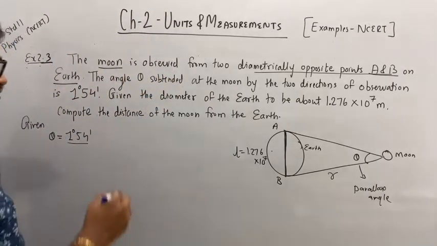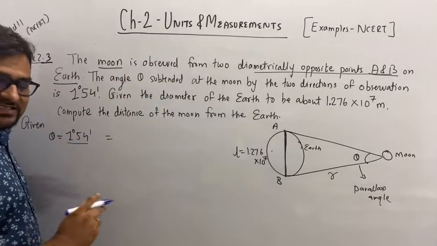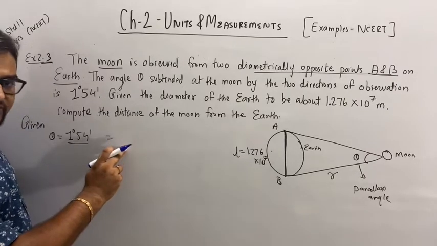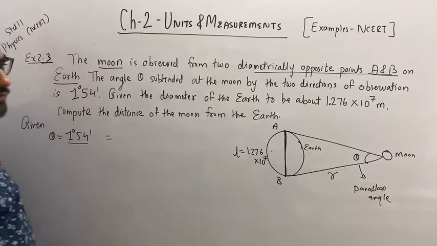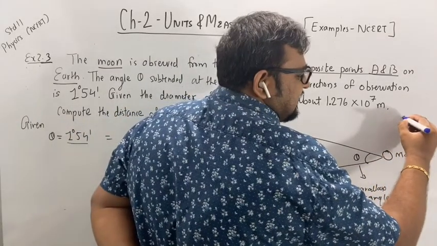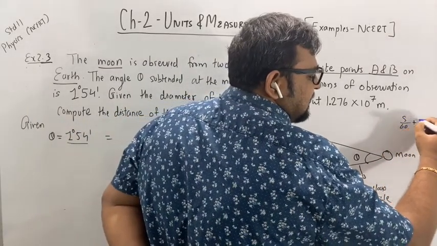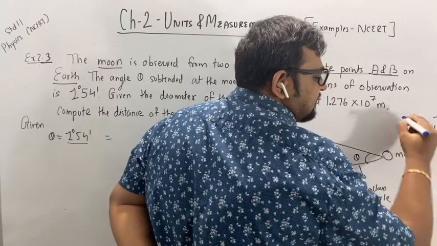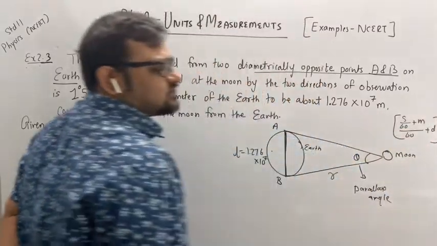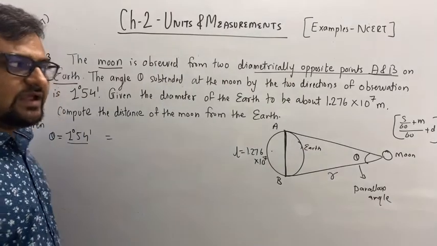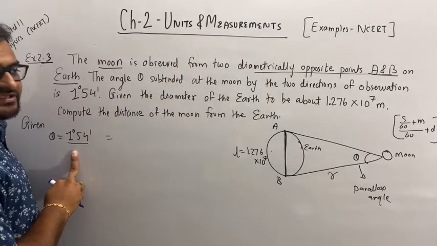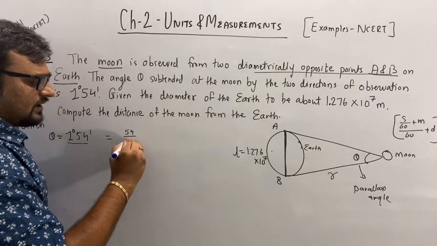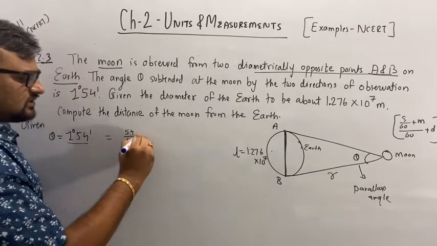So what was our shortcut? Seconds divided by 60. Here we are not having seconds, so 0 by 60, right? See, I am just deriving the formula here. Second divided by 60 plus minute divided by 60 plus degree. This was the complete conversion to degree, right? So seconds we are not having, just 0 by 60, then 54 divided by 60 plus 1.